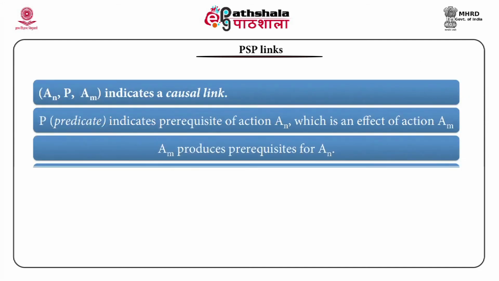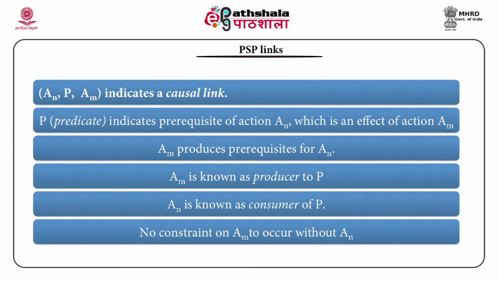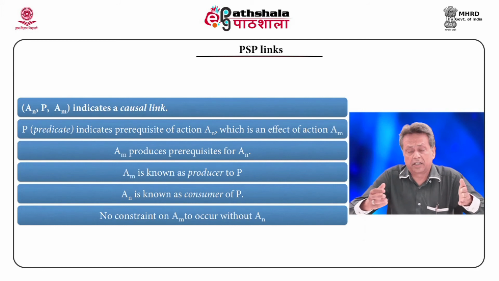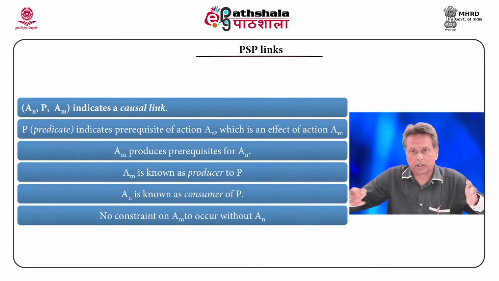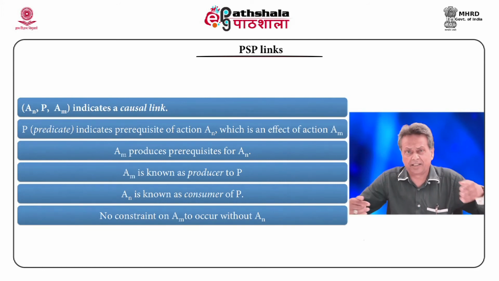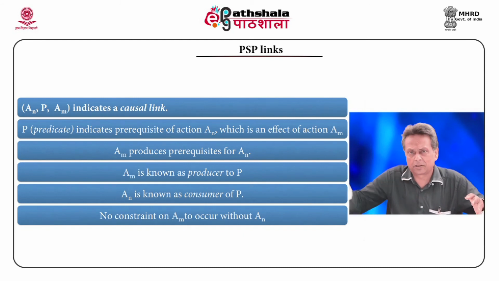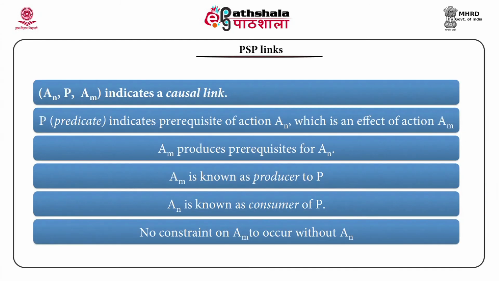So here PSP links are shown on the screen, and it explains the components AN, P, AM. P is called the predicate, AM is called the producer, AN is known as the consumer. Now these are the nomenclature used here. When we said AX and AY and P, that is what the PPT talks about as AM or AN and P.